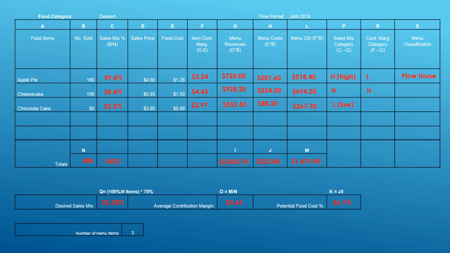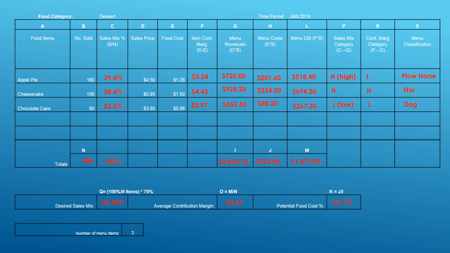Now the next one is contribution margin F. In this case, 4.45 is higher than 3.65, so we put an H there. High is going to make that a star. We love it, right? It's popular and it makes us money. In the plow horse case, it's popular, but it doesn't make us money. And now we've got a chocolate cake. Sales category is not very popular, and let's compare contribution margin of 2.97 to 3.65. It's lower, so it's going to be an L there as well, which low means it's a dog.